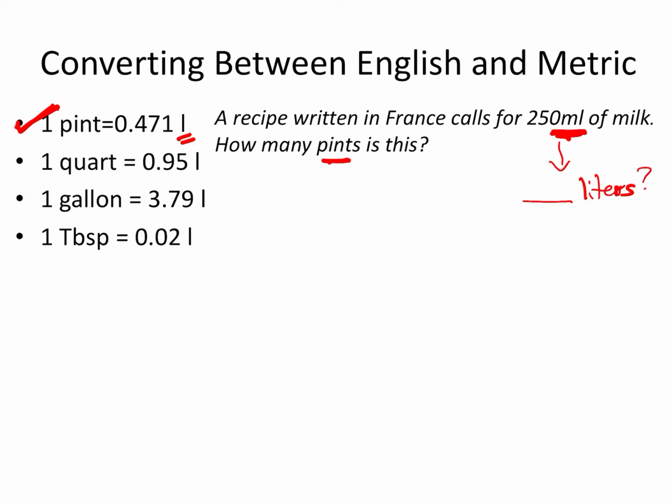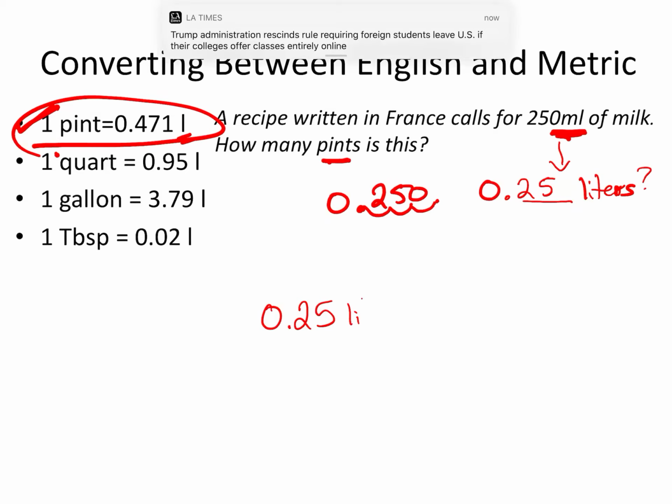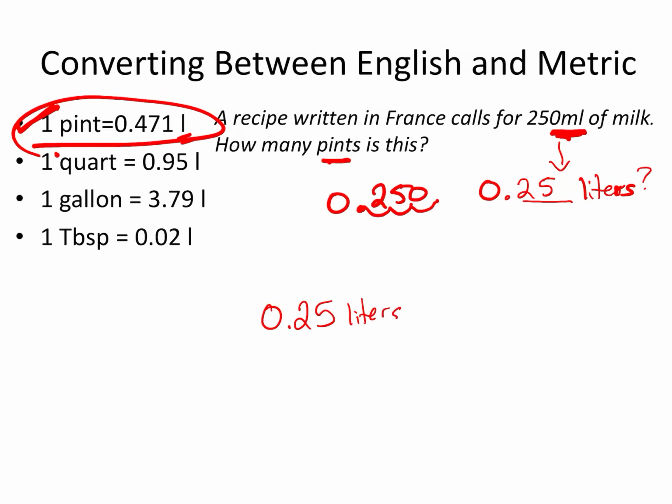Okay, so we want to just convert. So if you go back to your base units, a milliliter is 1,000 times smaller than a liter. So 3 decimal points. So our decimal point 250 is right here. So 1, 2, 3. Put a zero there, 0.25 liters. Now we're ready to go. Now we can use this, okay? So we have 0.25 liters over 1.